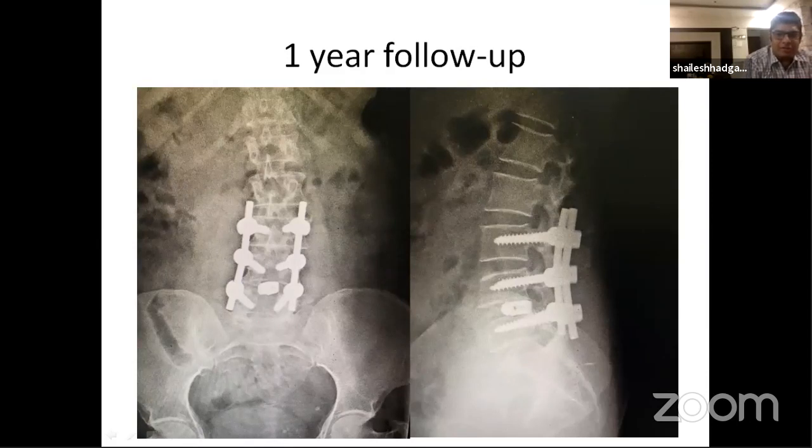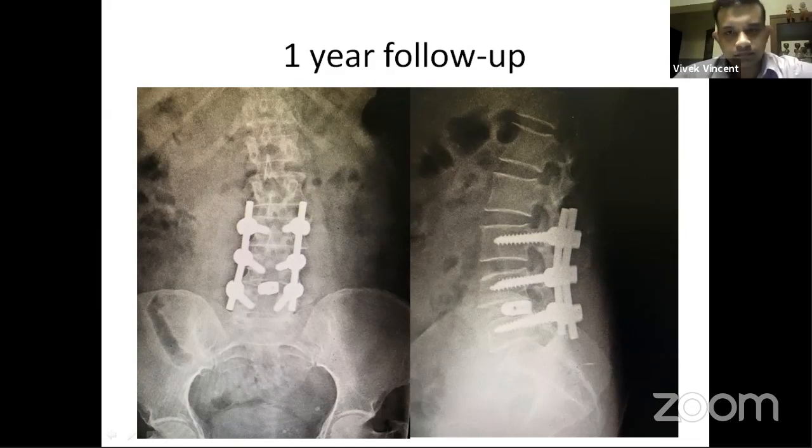And as Raghav sir said, it is mandatory to have a whole spine or scout film so that we can always be sure about the outcomes. It must be done, I'm sure, but because of the time constraint it's not been shown here. Yes, Kunal, any quick comment, and then we proceed to the next case.